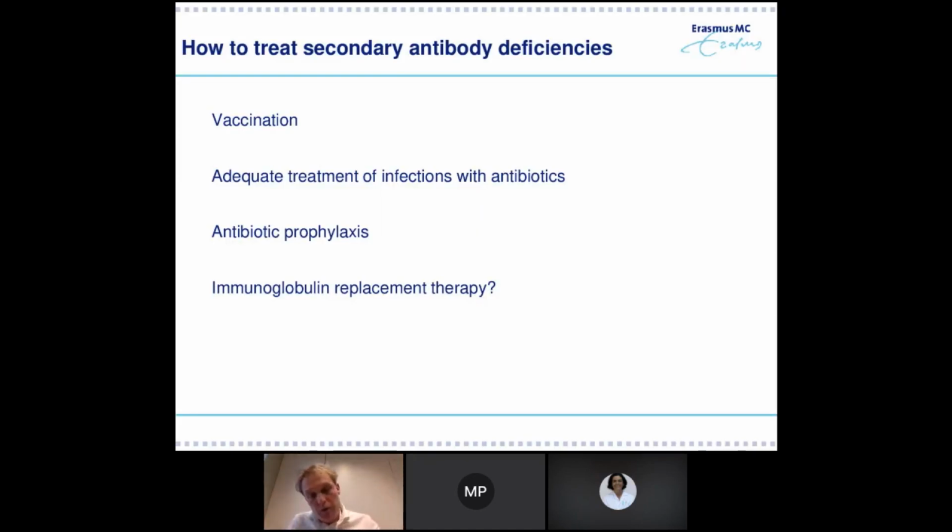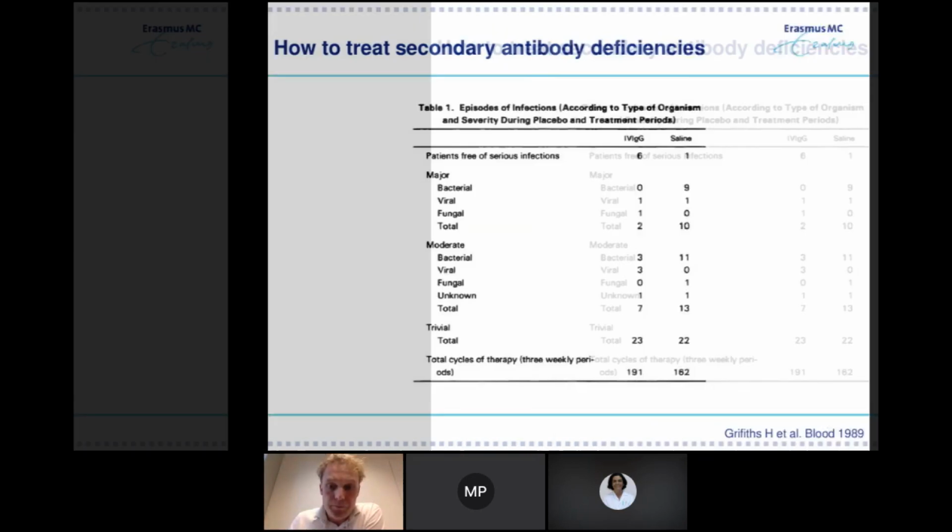So when to suspect? That's clear. How to diagnose? That is also comparable to primary antibody deficiency. But how to treat those patients? Patients with secondary antibody deficiency actually follow more or less the same approach as primary antibody deficiency patients. Patients require vaccination, adequate treatment of infections with antibiotics in case of a suspected infection. Antibiotic prophylaxis can be considered. And of course, the question is, what is the role of immunoglobulin replacement therapy in these patients?